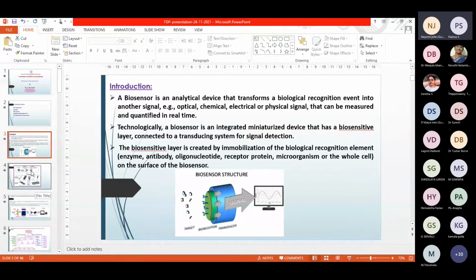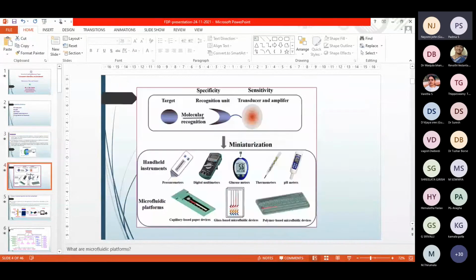So moving on to the other slide. So are the slides moving now? Yes, yes.